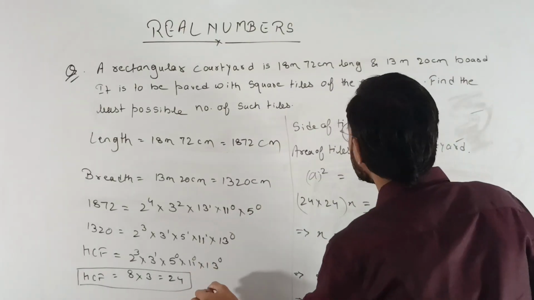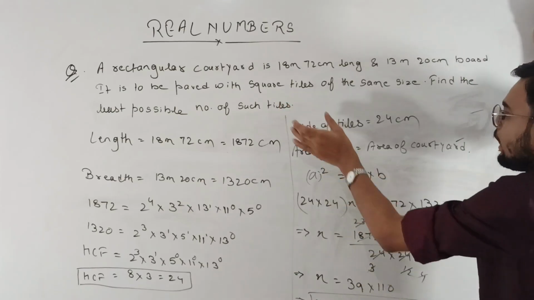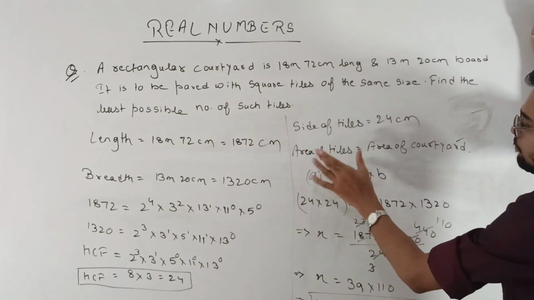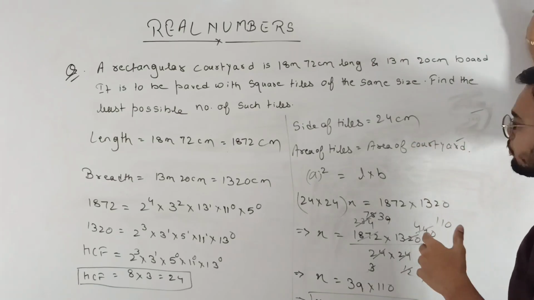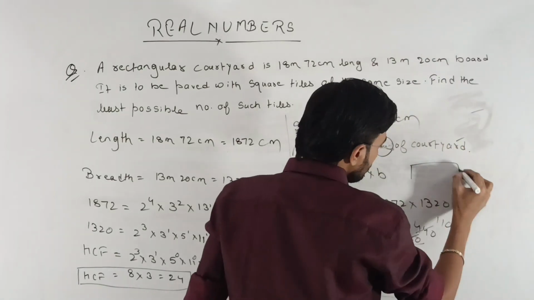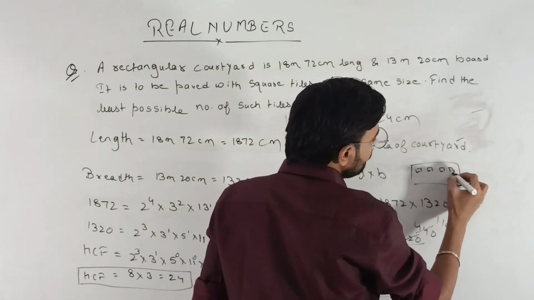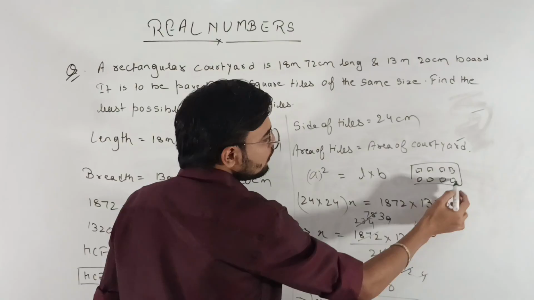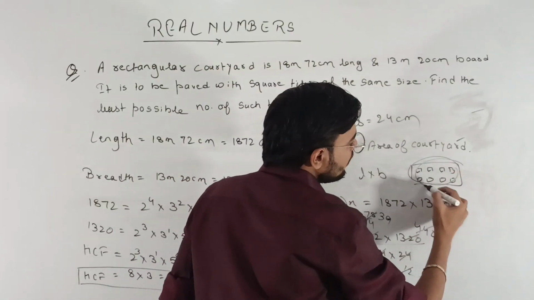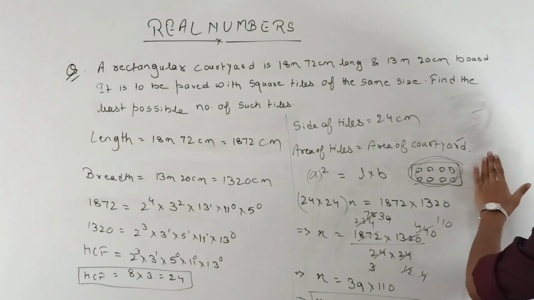Now this HCF is equal to the side of the tiles. So again, area of tiles is equal to area of courtyard. Why? Because this is your rectangular courtyard, and this is one square tile, 2, 3, 4, 5, 6, 7, 8. Then in this case, the area of all square tiles is equal to the area of this rectangular courtyard. That's why I write here area of tiles is equal to area of courtyard.